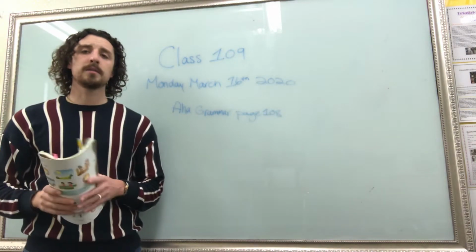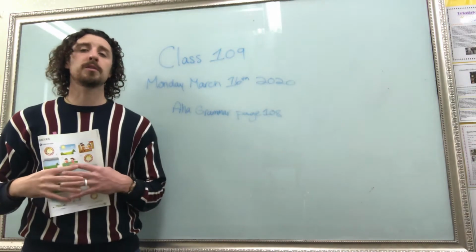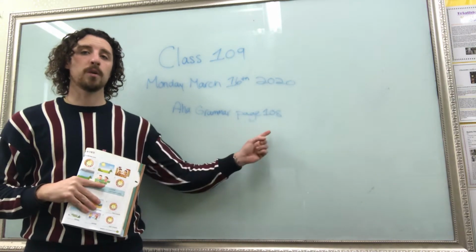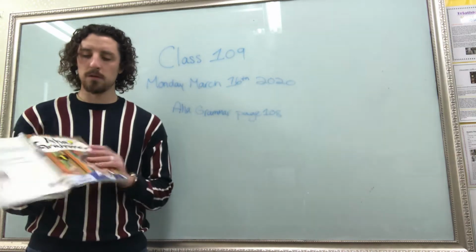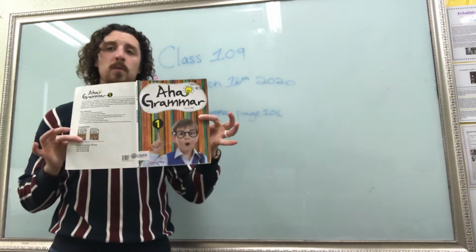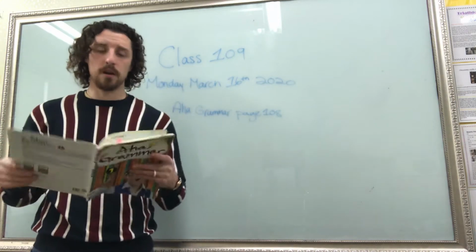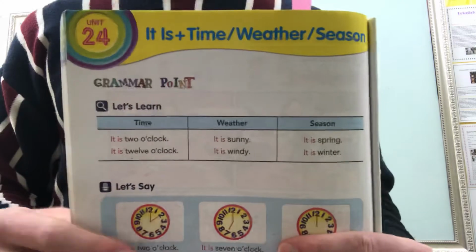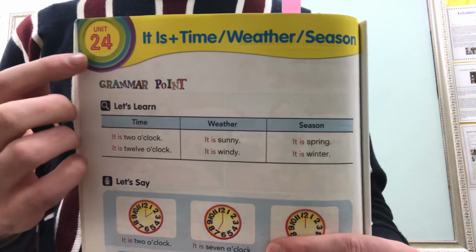Class 109. Today is Monday, March 16th, 2020, and today we're going to be doing AHA Grammar, page 108. So pause the video, open your AHA Grammar 1 student book to page 108, and then we will begin, okay? So pause if you have to. Okay, so we're starting with Unit 24.